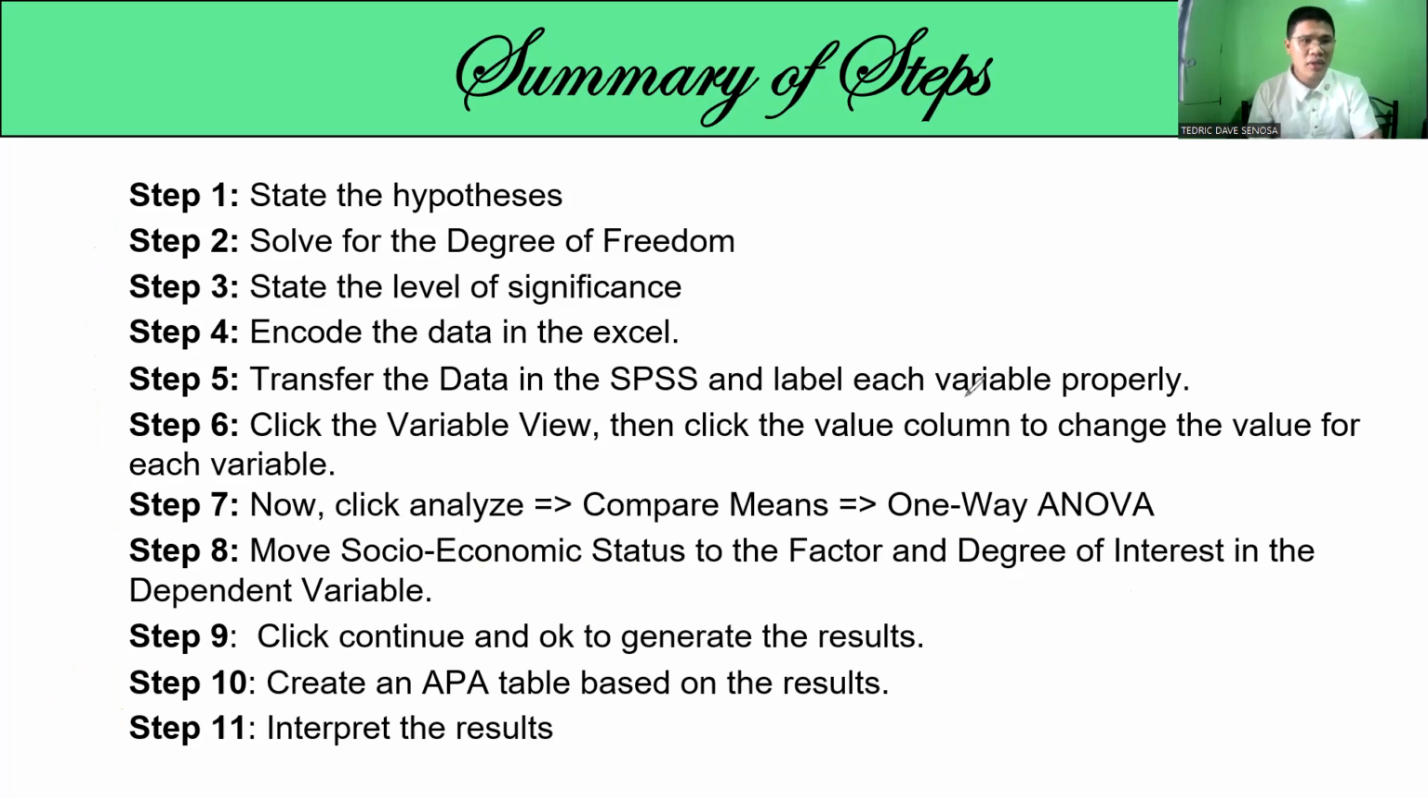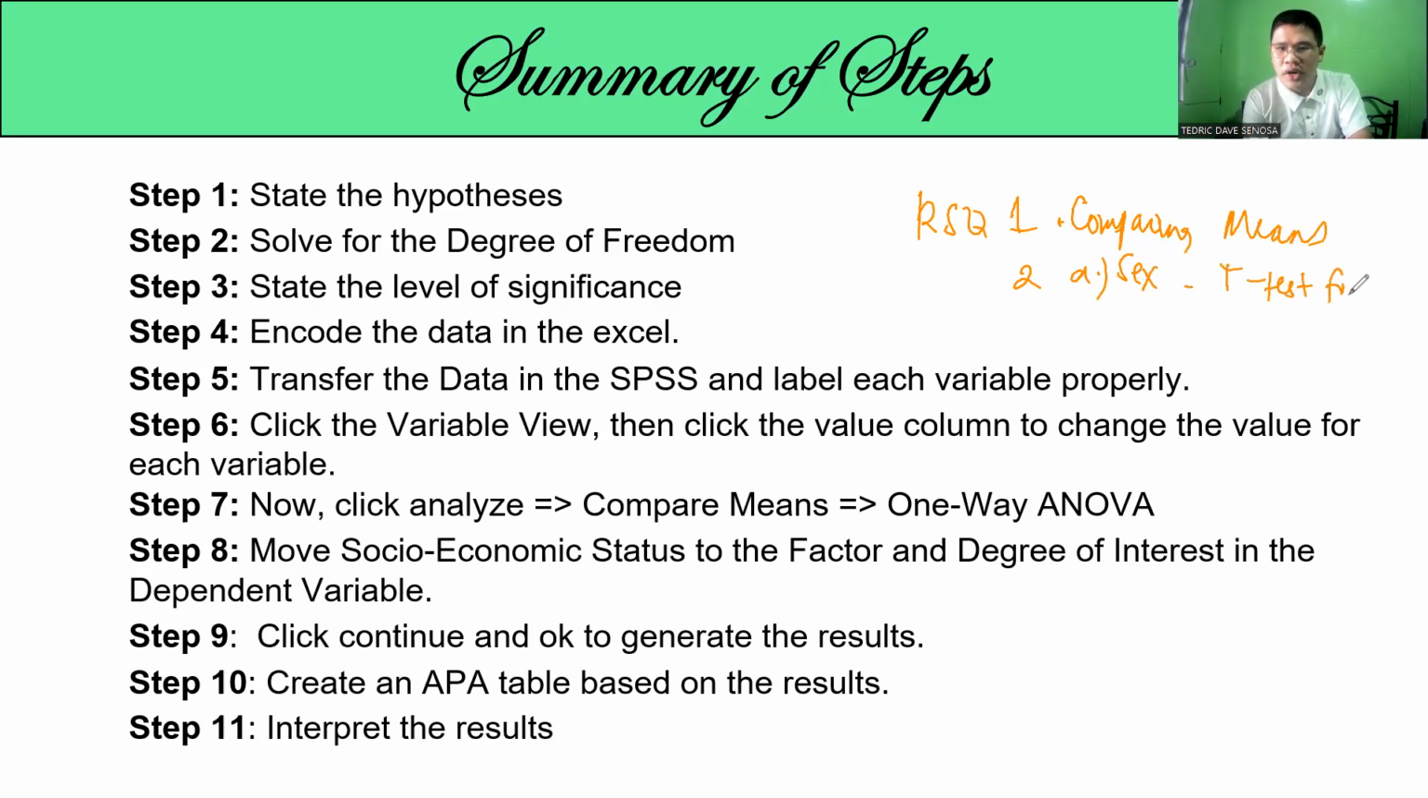So we have answered now. To sum up, first, your research question number one was answered by comparing the means. Your number two was answered depending on the variable. Sex was answered using t-test for independent samples, and your year level and your socioeconomic status were answered using ANOVA. So that's the summary as of now, because we will answer the last research question in the next discussion. This is just a summary so we are guided.